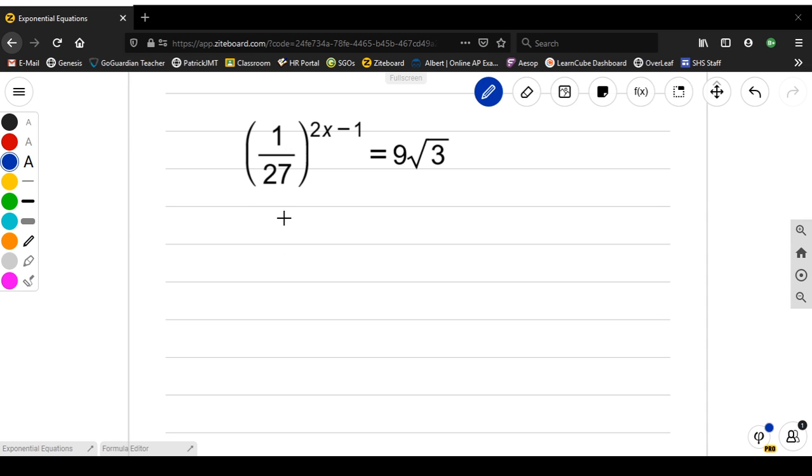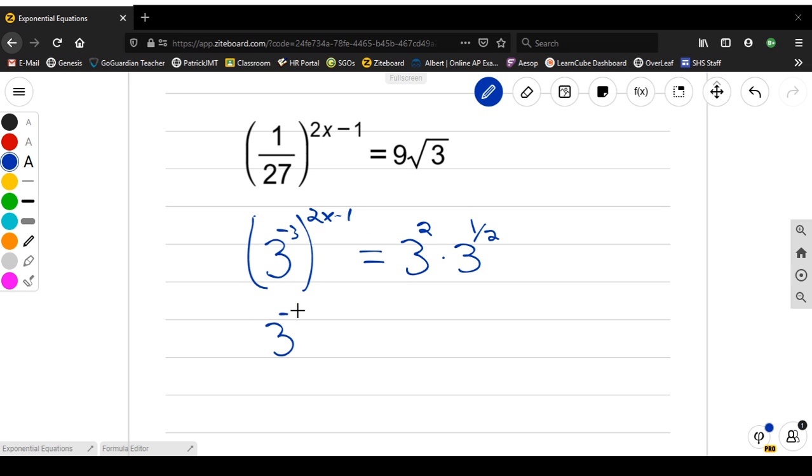So on the left-hand side of the equation, this is going to be 3 to the negative 3rd power raised to the 2x minus 1. And on the right-hand side of the equation, we have 9, which is 3 squared, times 3 to the 1/2 power, right? We've got to simplify both sides of these equations, simplify these exponents here. On the left-hand side, we will multiply. That's 3 to the negative 6x plus 3.